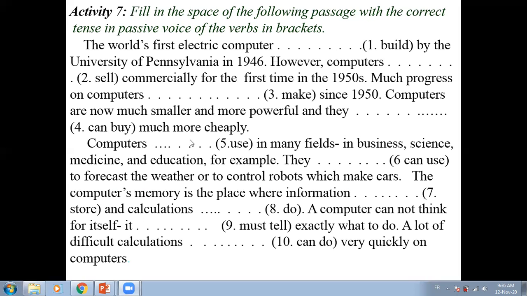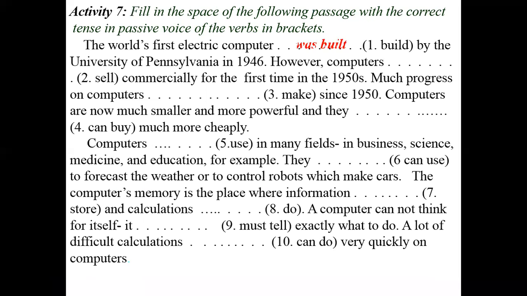Okay, now we check. The first electronic computer is singular, right? By the University of Pennsylvania in 1946. In 1946, it means in the past, so you use the simple past tense in passive, right? So it becomes, yeah, was built.